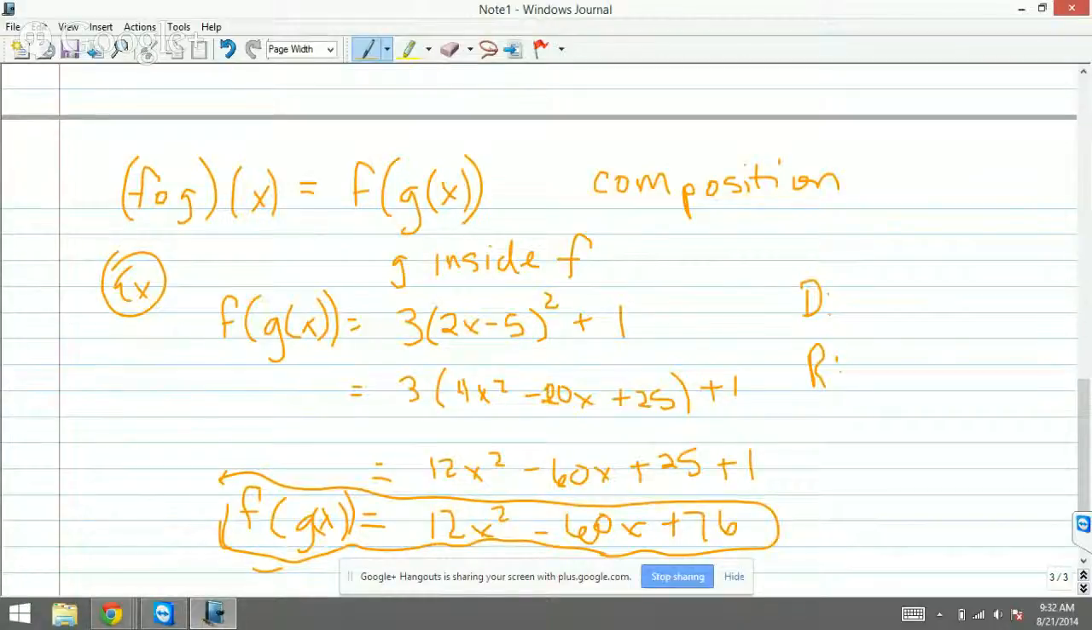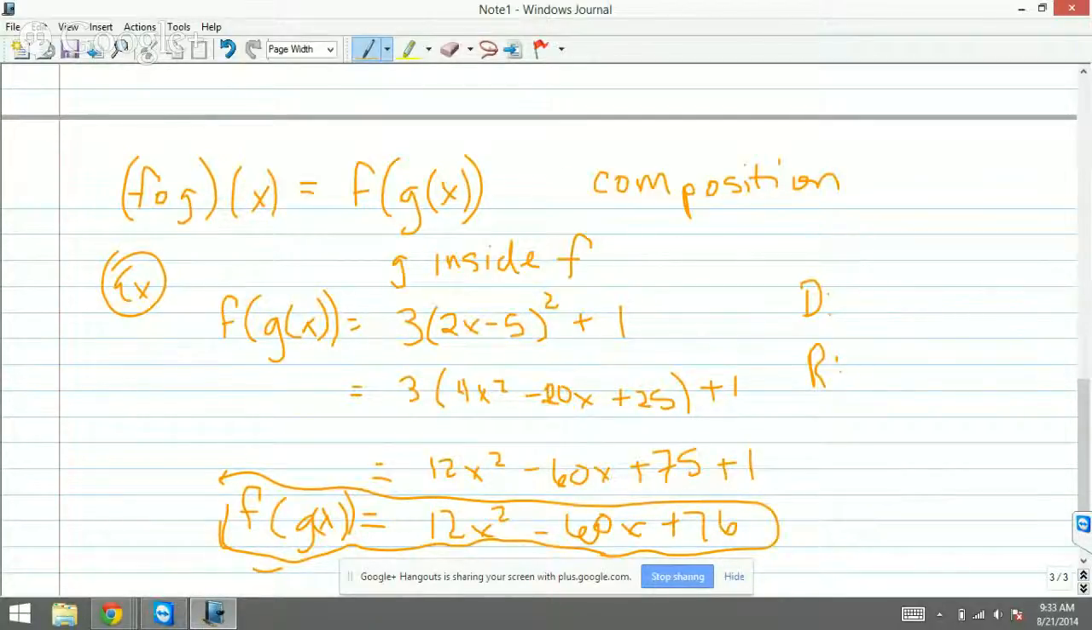Okay, again, can you put anything in? Is there anything you can't put in? Do we have any square roots? Denominators? There's a plus 76. This should be 76. What's the domain? 12x squared is. No, remember, it's a set of x values. What x values can we put in?